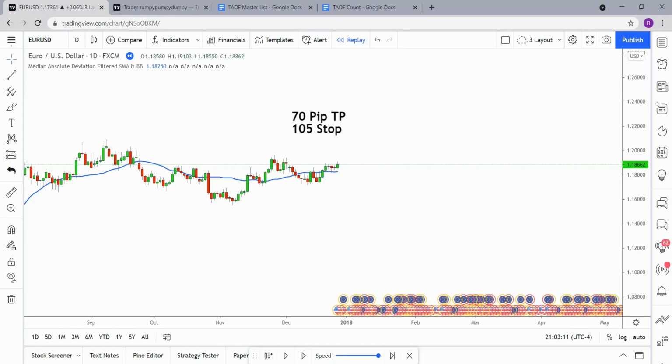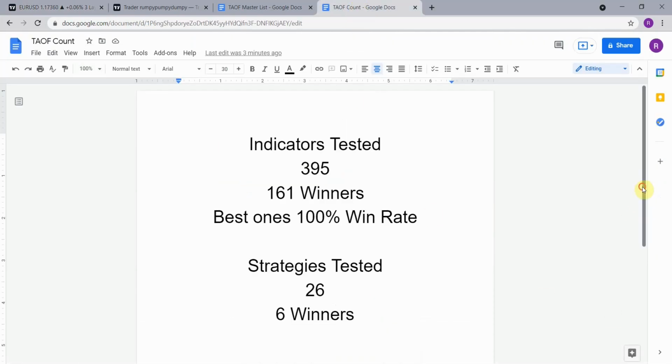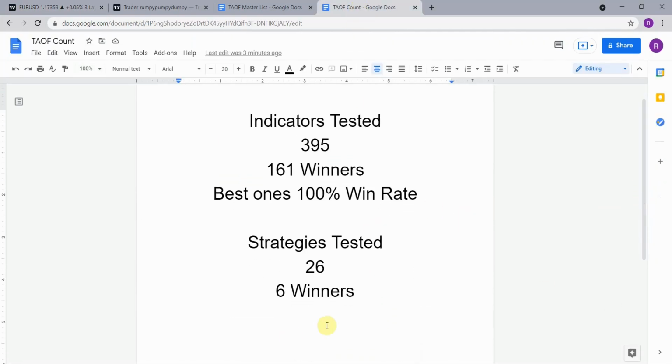Alright, as I said, today we will be testing the median absolute deviation filtered SMA and BB indicator. Before we do though, I wanted to put the testing scoreboard up for everyone to see. To date, we have tested a total of 26 different strategies with a total of 6 winners. We have also tested a total of 395 indicators with a total of 161 winners, which means that they have met or exceeded the 60% win-loss ratio threshold that we have set for them. The best ones so far were able to achieve a 100% win rate.